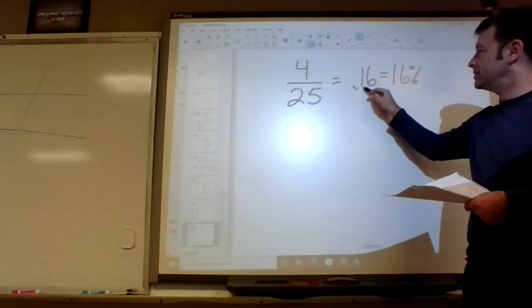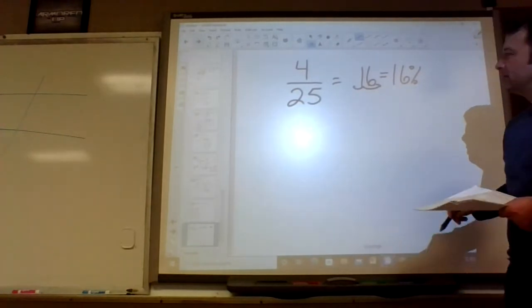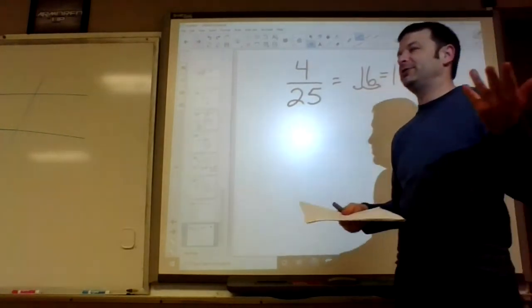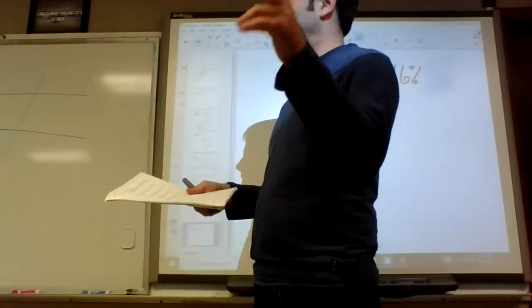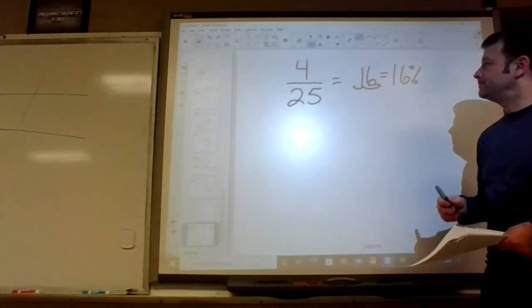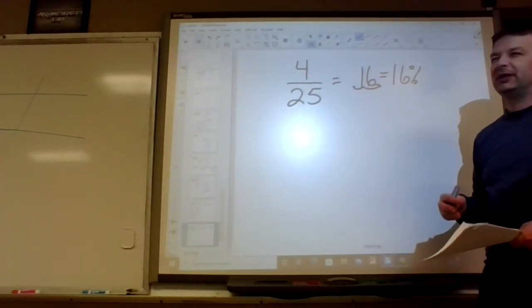Remember changing decimals to percents? Move it to the right. On the last problem, we turned a percent into a decimal. We changed 90% into 0.9. I kind of forgot what I was talking about.